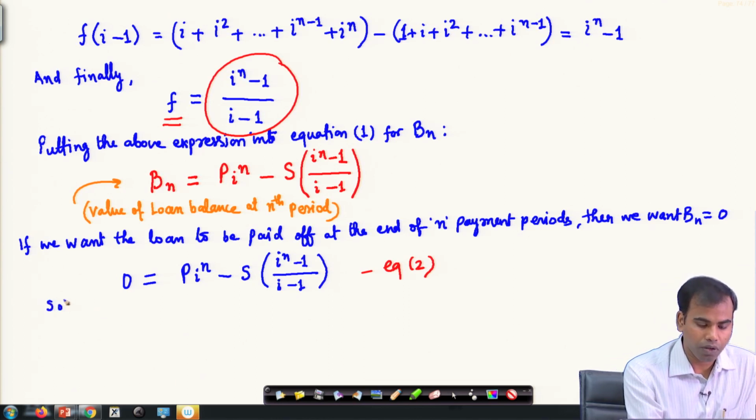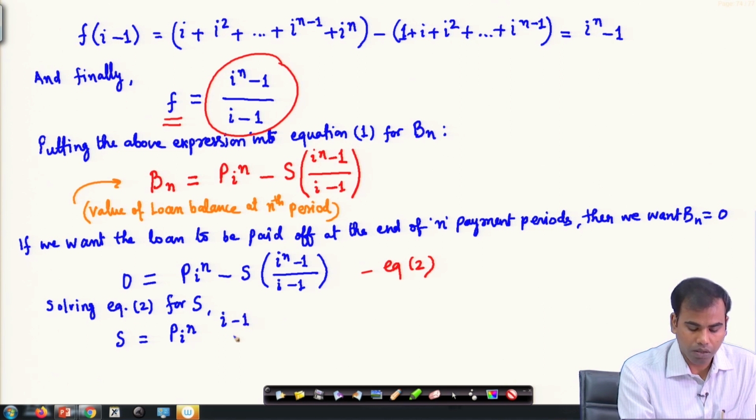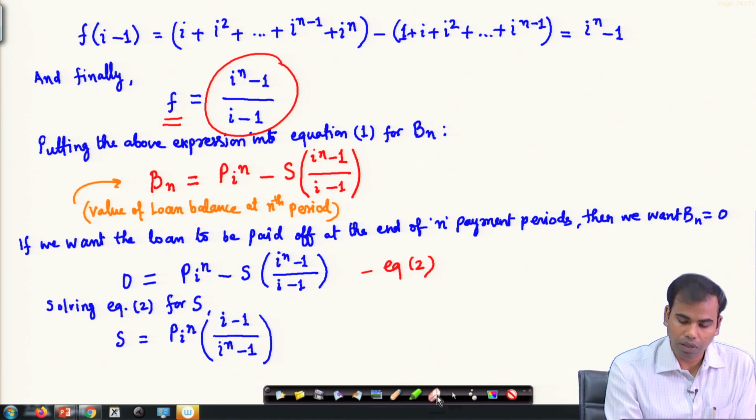If we solve this for x, solving equation 2 for S, which is basically the payment, we get S is equal to principal times interest, and then I minus 1 divided by I to the power n minus 1. This is what we get if we solve this for x.